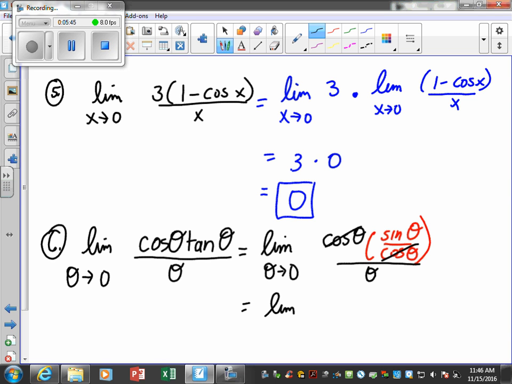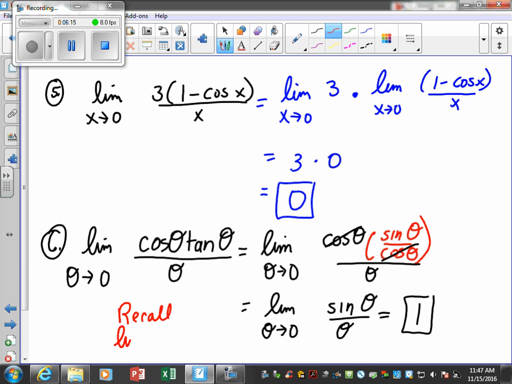And then what we're going to be left with is sine of theta over theta as theta approaches 0. I want you to look at that for a minute. If I told you it is equal to 1, think back to a previous lesson and see if you can make that connection. A property that we had given you. Remember when we looked back and we recall that the limit of sine x over x as x approaches 0 is equal to 1 by the squeeze theorem?